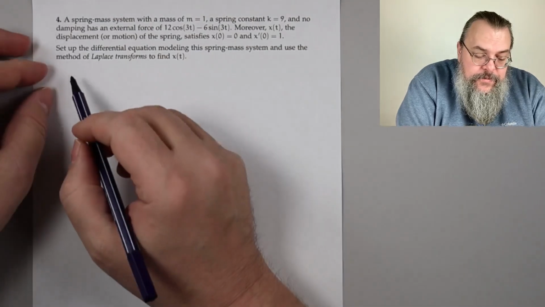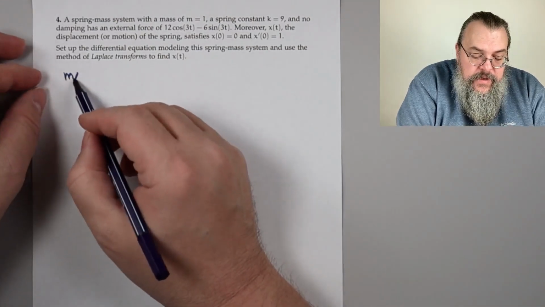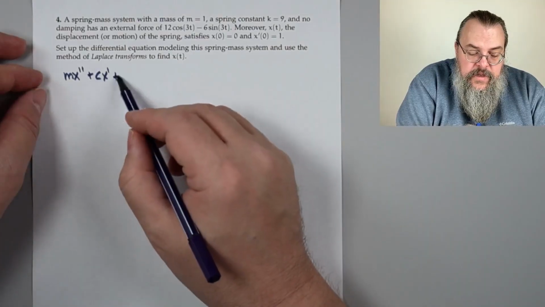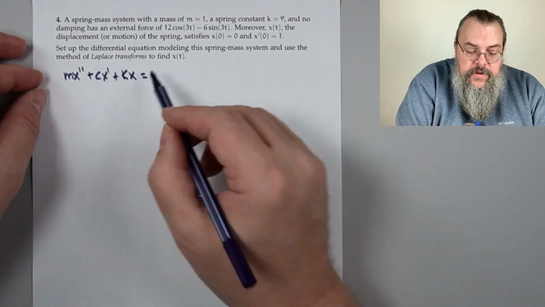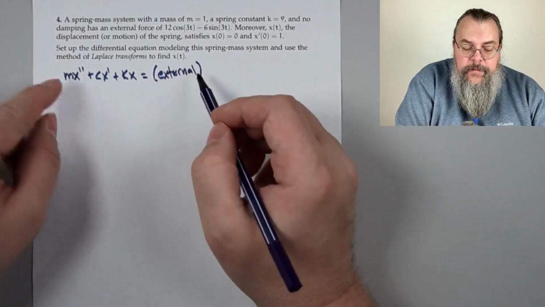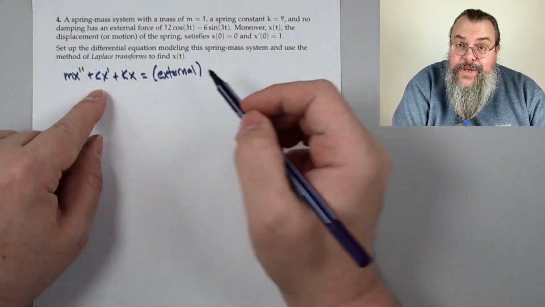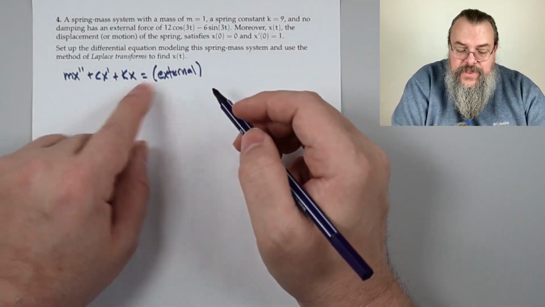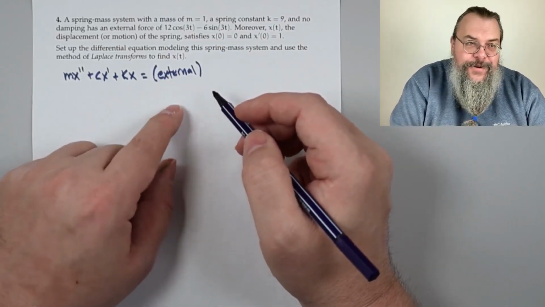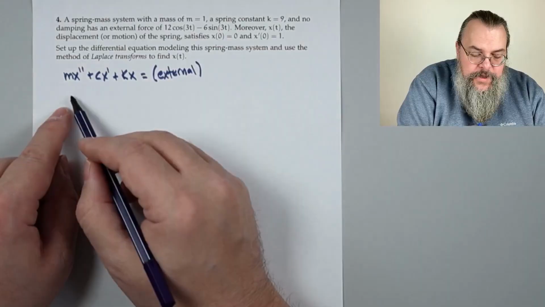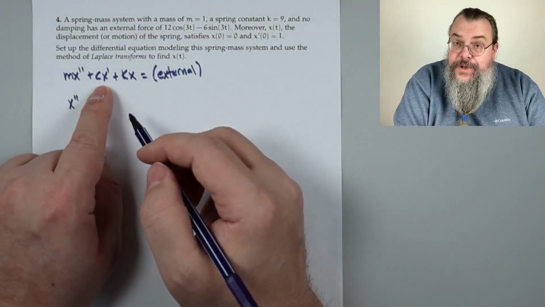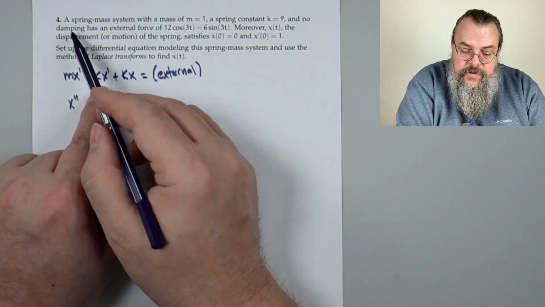Now, for a spring mass system, we have mx double prime plus cx prime plus kx equals our external force, where m is our mass, c is our damping constant, k is our spring constant, and external is the external force. That's how you know what the external stands for. So in our case, m is 1, x double prime. c is 0 because there is no damping. See how it says no damping?